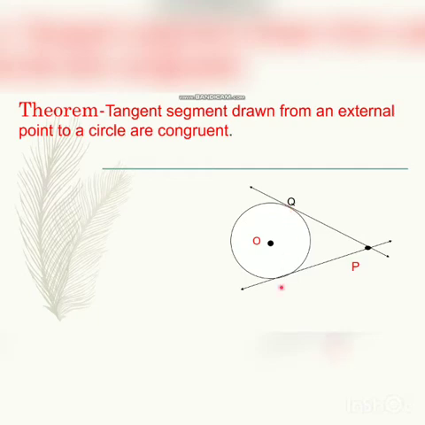This is Q point and name this point R point. Means PQ tangent and PR tangent touch the circle at Q and R points respectively. Then write down the given. Our next part of the theorem is given. In given you have to write down about the diagram.